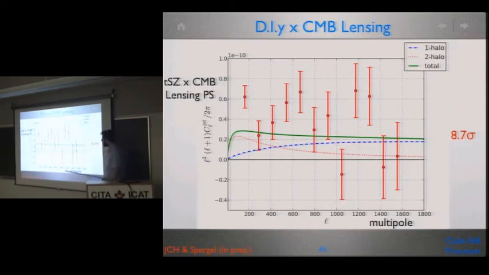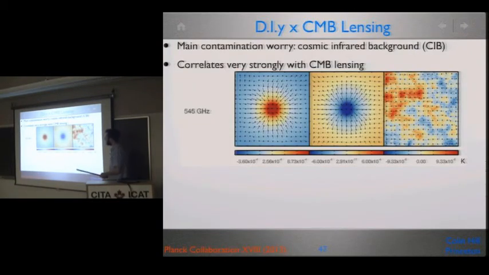We've done many, many null tests to check it, and the main contaminant that has to be worried about here is the cosmic infrared background, the CIB. So this is a signal that's sourced by dusty star-forming galaxies at redshifts of 2 and 3. It correlates very strongly with the CMB lensing field because their redshift and mass kernels are very well matched, something like an 80% correlation.